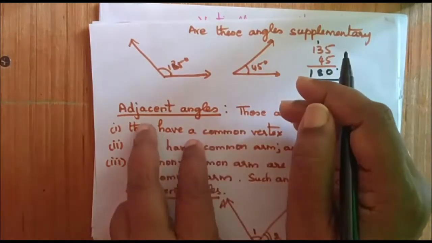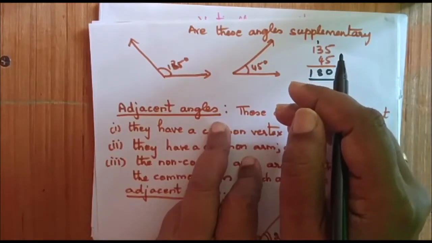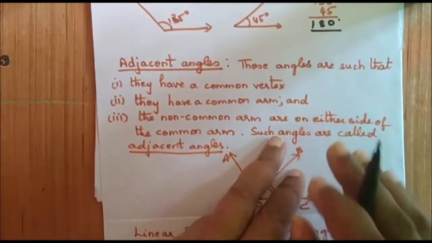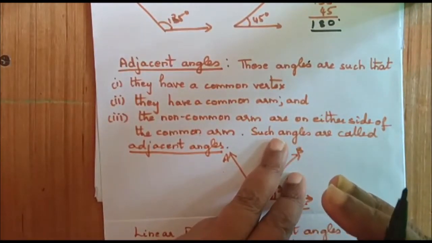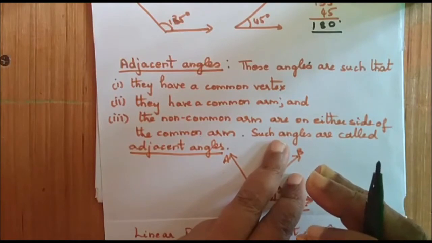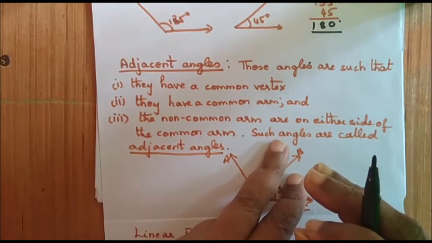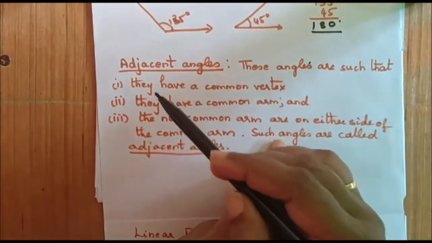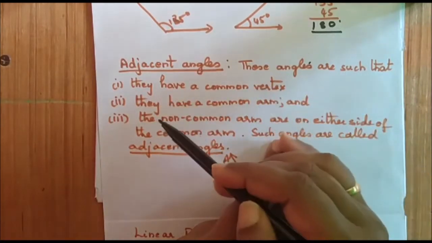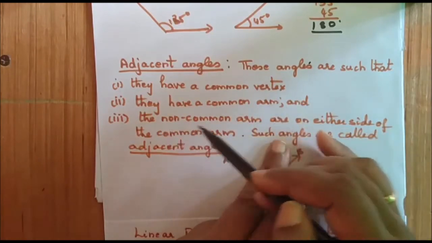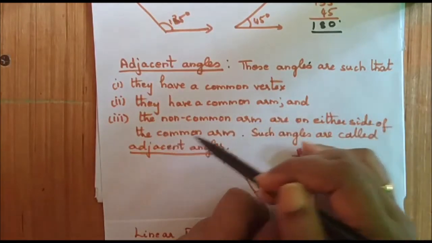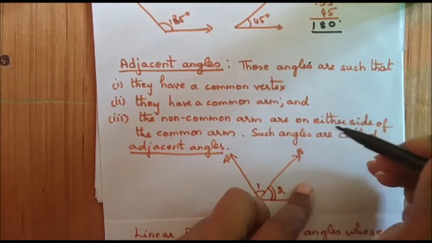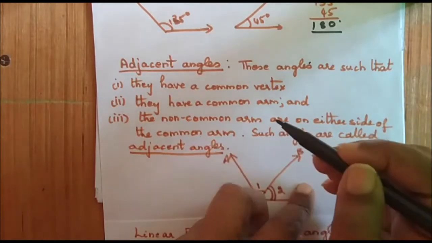Okay. Now we'll go to the next topic, that is adjacent angles. Adjacent angles should have certain properties. If they satisfy these three properties, they are called adjacent angles. Now let us see what these properties are. Adjacent angles have a common vertex, they have a common arm, and the non-common arms are on either side of the common arm. We'll see in detail what all these mean. Such angles are called adjacent angles.